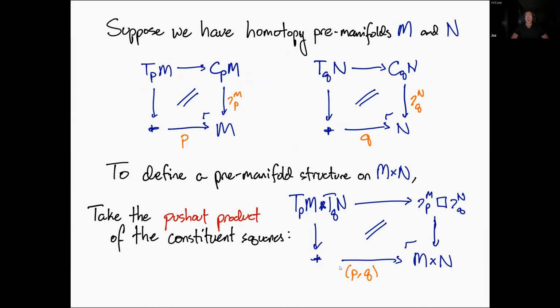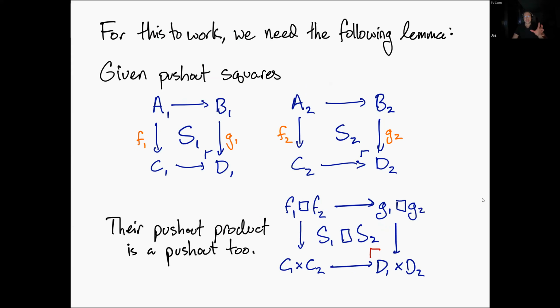So in general, we can say that if we have homotopy pre-manifolds M and N, then to take the product manifold structure, which lives on their product, we take the pushout product of the two defining squares. Pushout product is functorial, so that's how we get the horizontal maps down here. Now, this only works if we know that the pushout product of two pushout squares is a pushout, an important lemma. And so that's this following lemma.